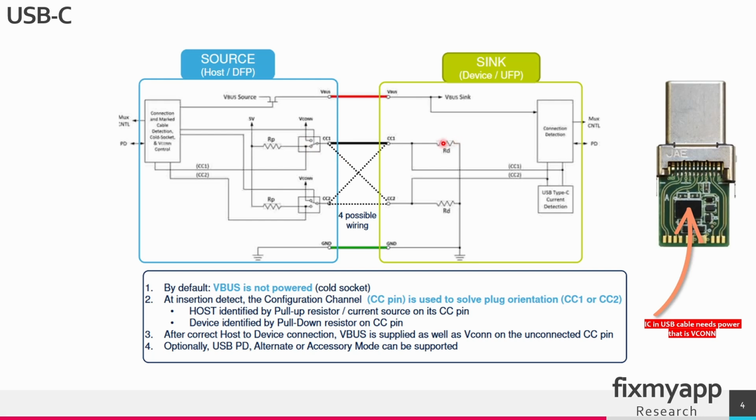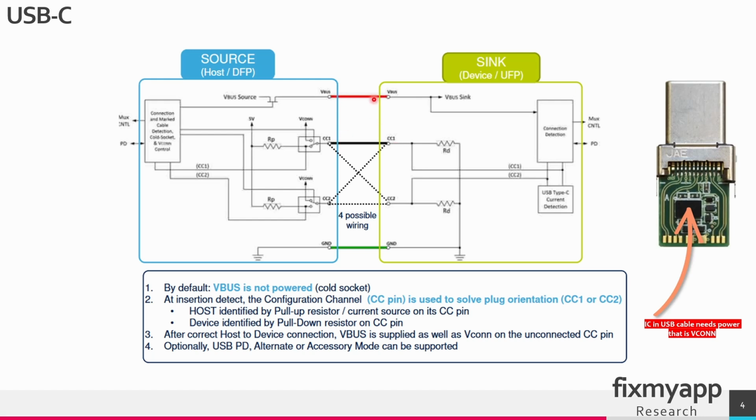Because the device is pulling the CC1 and CC2 lines, when it detects, so let's say CC1 is the communication line, when it detects the communication on the CC1 line, for example, the CC2 will be configured as a VCon channel. So VCon will become a power rail to power this IC in the connector. So this cable needs VCon to operate because this IC needs power. So that will be delivered to the VCon channel.